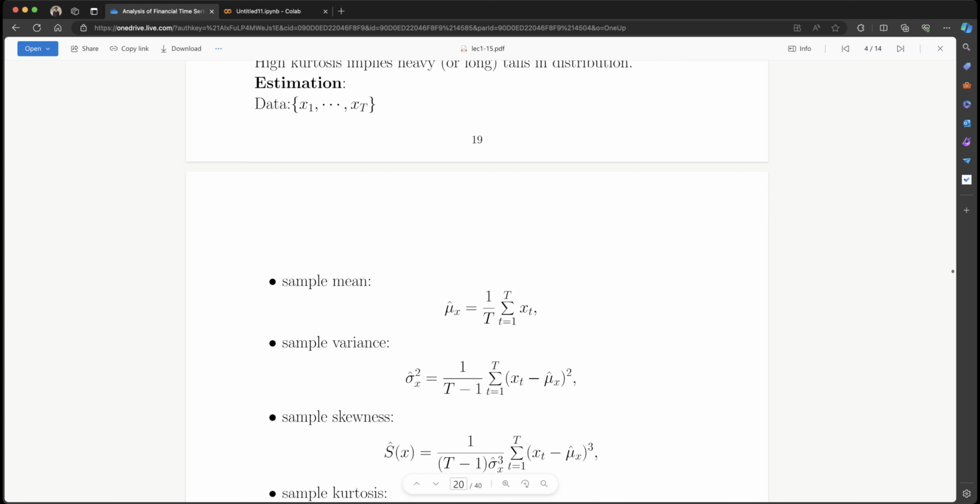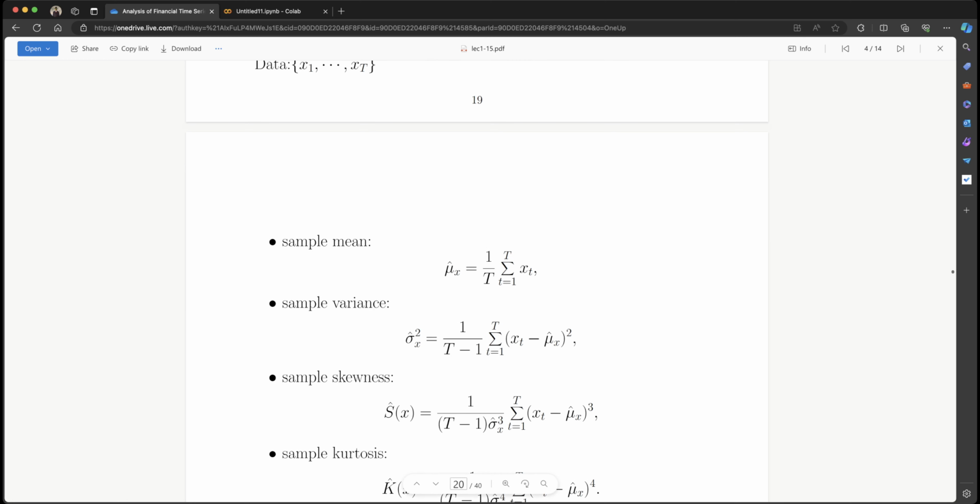Subtract the sample mean from the data, square it, and take the average. When I take the average, we usually divide by T-1. Sometimes we do not subtract 1. It doesn't matter, but when we use T-1, it is called the unbiased estimator. Here we use T-1, but it is not necessary.